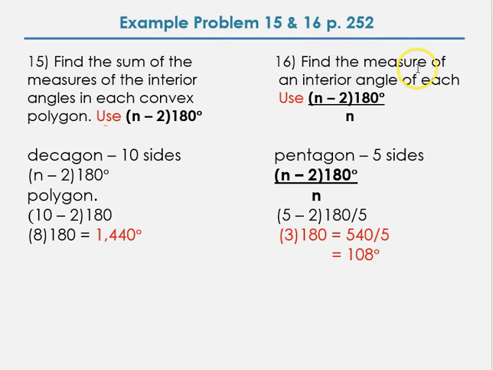If we want to find the measure of each interior angle of a polygon, then we would take that same formula and divide it by the number of sides. So let's use a pentagon, which is 5 sides. 5 minus 2 is 3. 3 times 180 would be 540. Divided by 5, you would have 108 degrees in each angle in a regular pentagon.